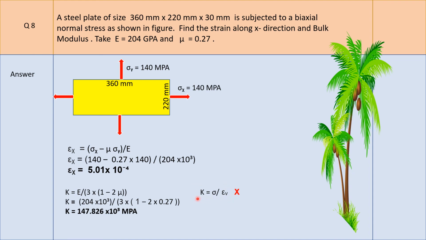And if you are using this formula and calculating the epsilon v for the biaxial stress system and then substituting sigma as 140, if you calculate K, your answer goes wrong. So you cannot use this formula. When you want to use this formula, the stress sigma has to be there on all the three axes. This is very important to remember. So you have to use the other formula. So which formula to use in the exam becomes very important.